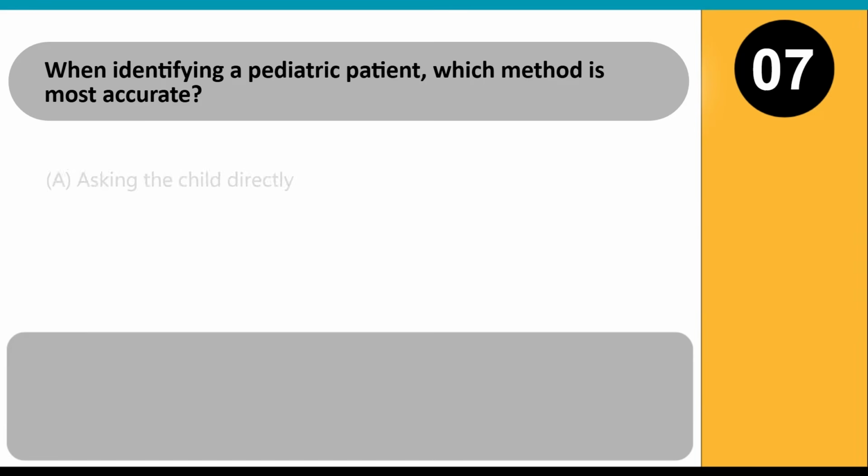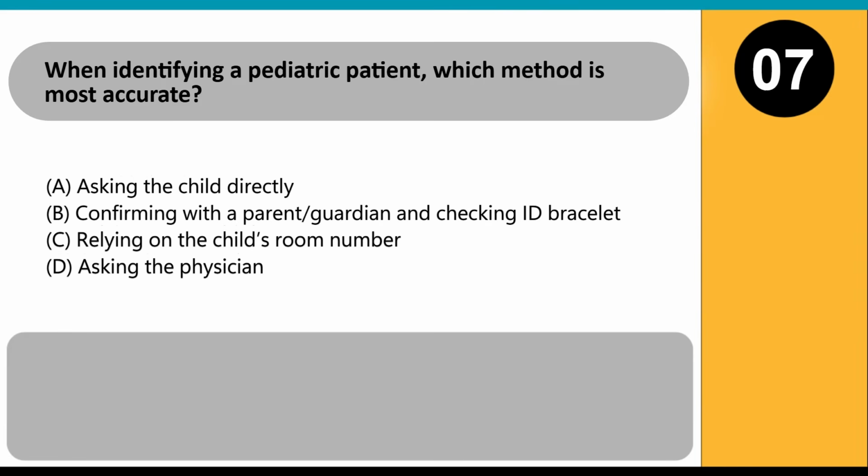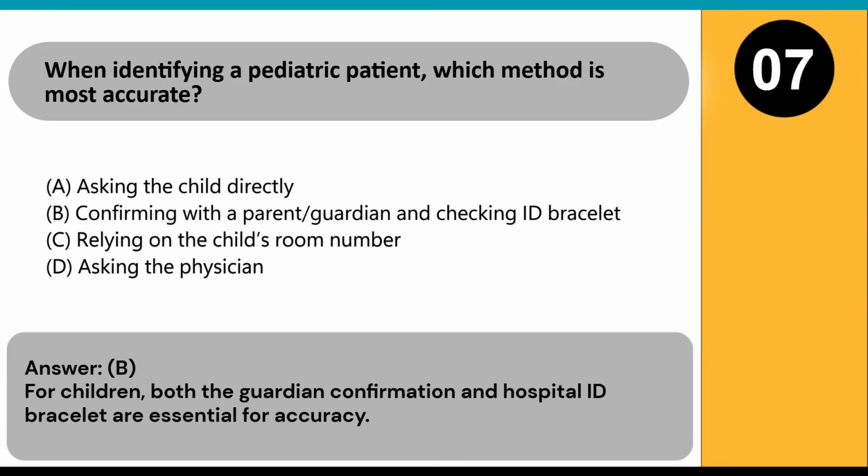When identifying a pediatric patient, which method is most accurate? A. Asking the child directly. B. Confirming with a parent/guardian and checking ID bracelet. C. Relying on the child's room number. D. Asking the physician. Answer: B. For children, both the guardian confirmation and hospital ID bracelet are essential for accuracy.